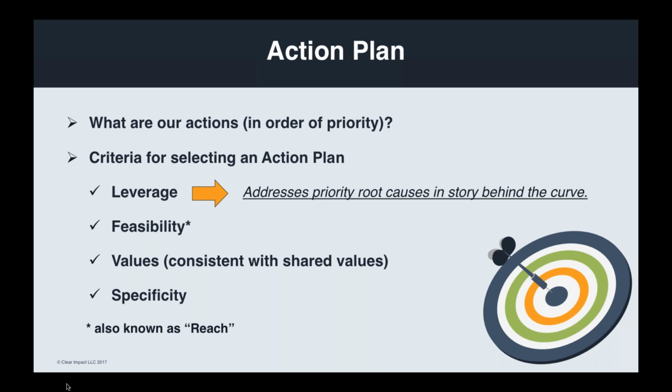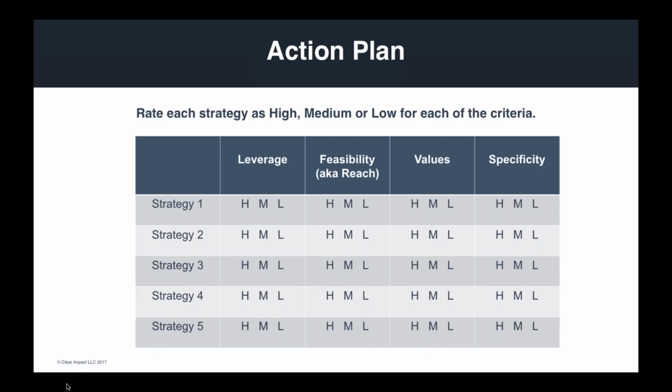Consistent with our values. And last, and sometimes people put this first, which is specificity. Are we being specific enough so that we know what it is we actually are proposing to do, who, what, where, when, and how, not just some vague sense of action, but a specific action plan so that we can actually implement it if we do adopt it. Okay, those are the criteria.